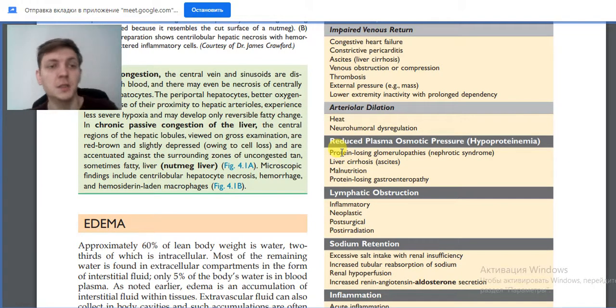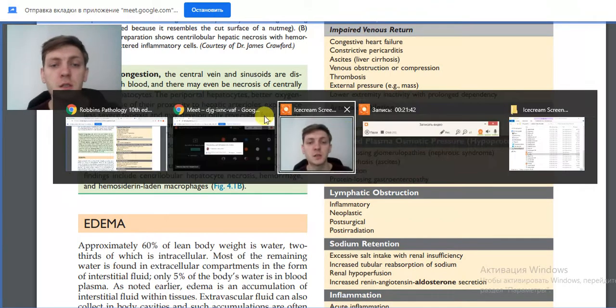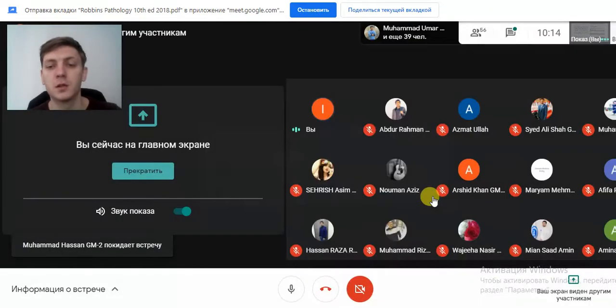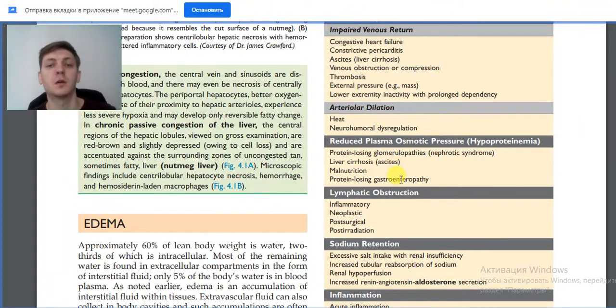But when it's decreased, the colloid osmotic pressure in the interstitial space is higher than in the blood. That's why, if it's higher than in the blood, of course all the liquid enters the interstitial space by passive transport. Okay, liver cirrhosis then might be caused by malnutrition.